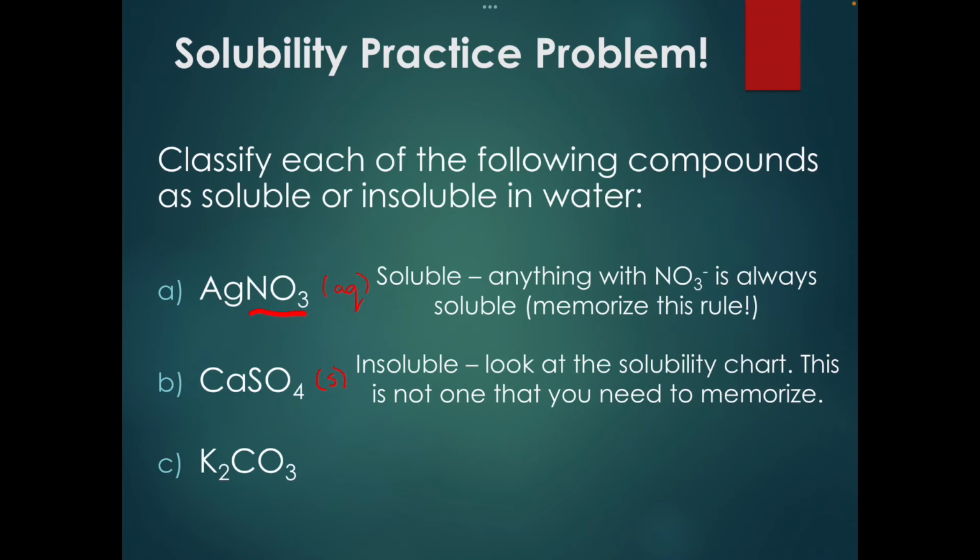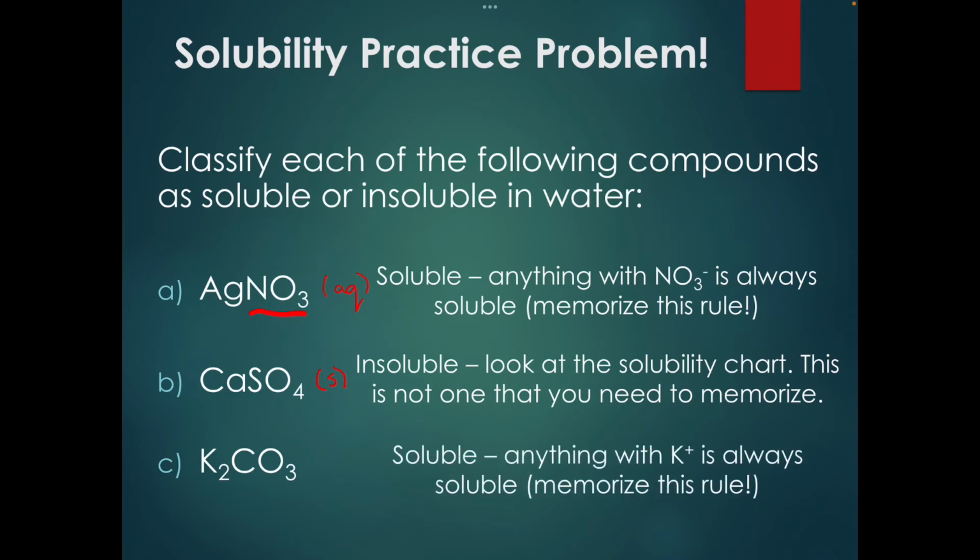Okay, so insoluble. As long as it's not one of those that you have to memorize, you can use that solubility table to figure out, is it soluble or not? Let's look at the next one, potassium carbonate. We see potassium there. Potassium is an alkali metal. That's one of those that we needed to memorize. So anytime we see potassium, that means it's always going to be aqueous. It's always soluble.